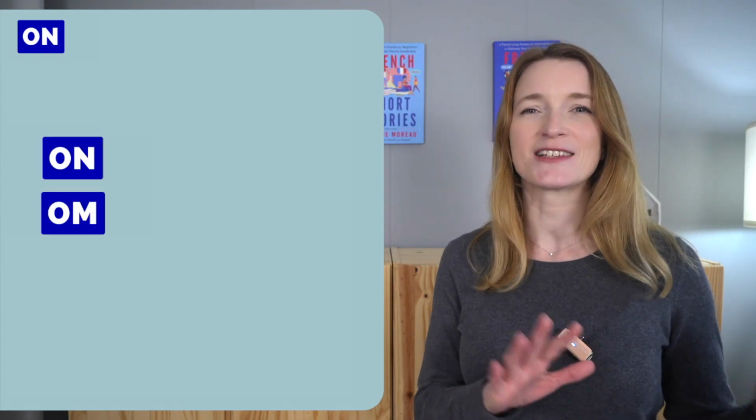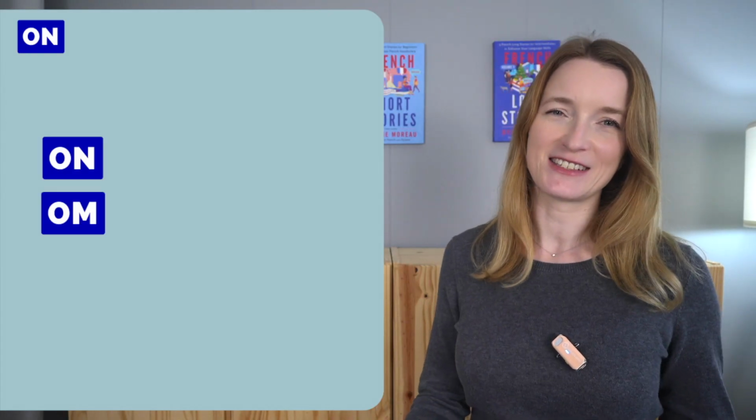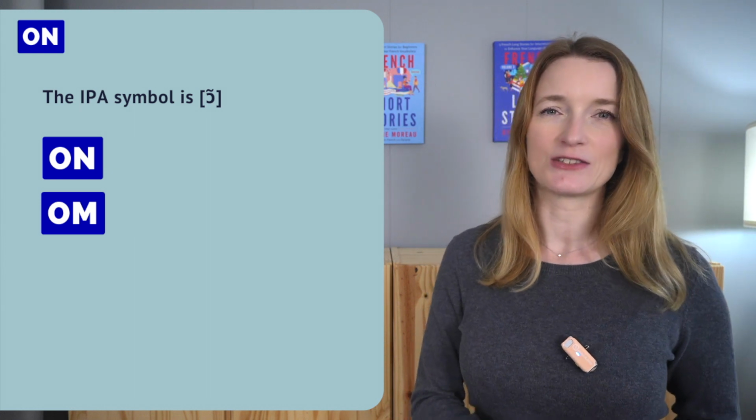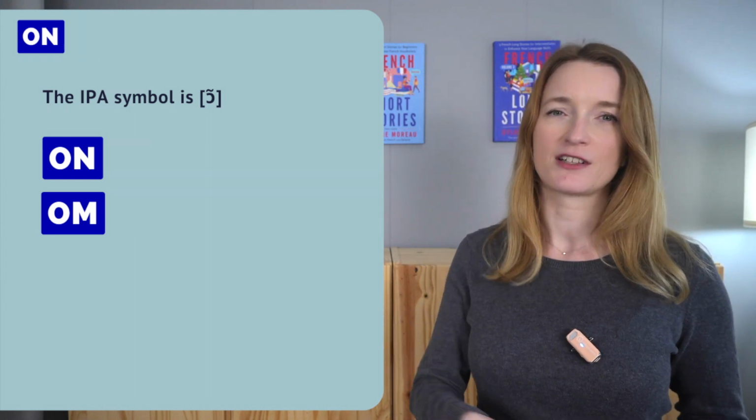Surprise. The third nasal vowel we have today is O-N. This one is easier because it only has 2 spellings. We have O-N and O-M. Very easy. The IPA symbol is the little open O with the little wave.